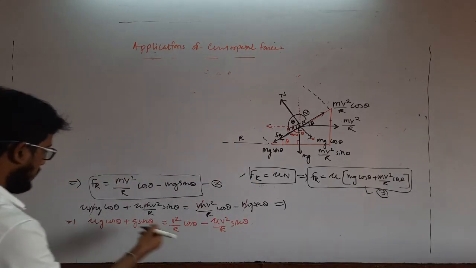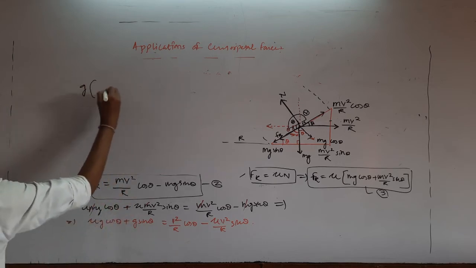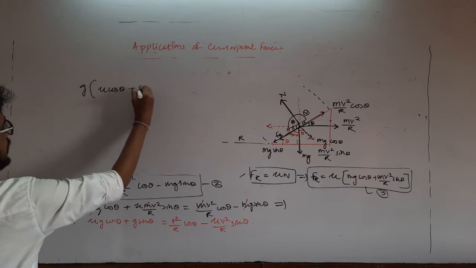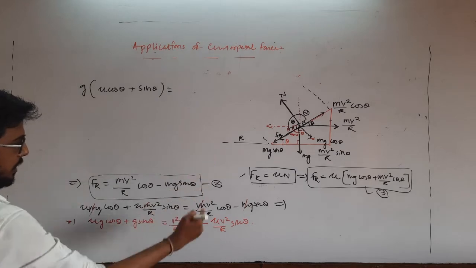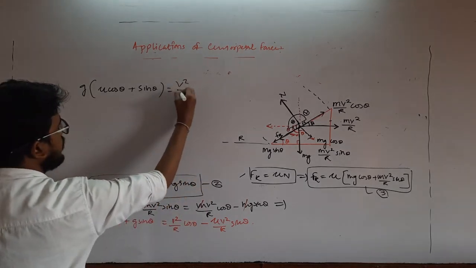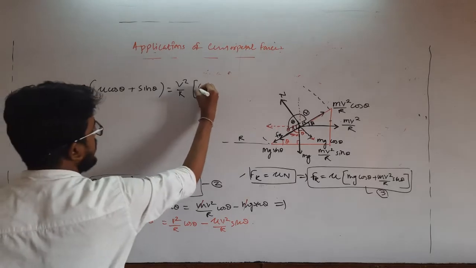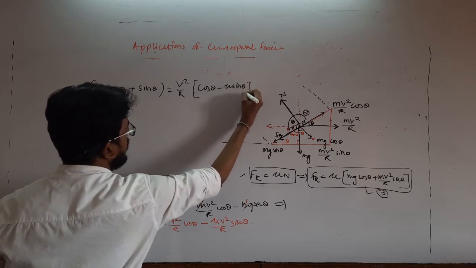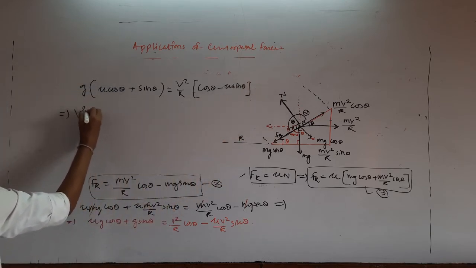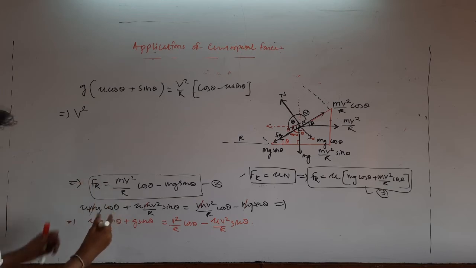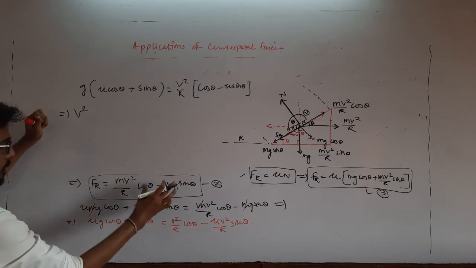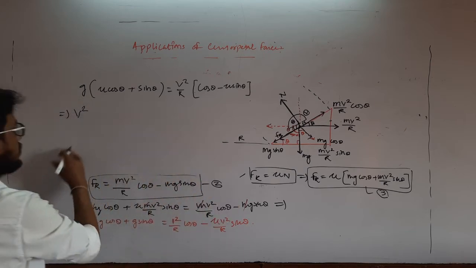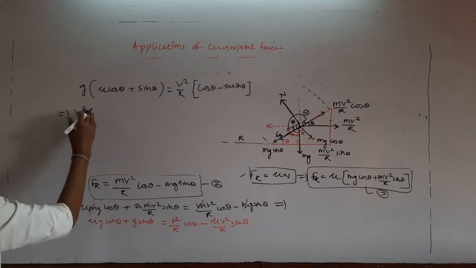We will get what? Taking g common, g whole into mu cos theta plus sin theta is equal to, taking v square by r common, it will be cos theta minus mu sin theta. So this implies we will get v square. If r equals this much, or the maximum value of friction will be this much, then the velocity will be less than or equal to this much, or this is the value for the maximum safe velocity.